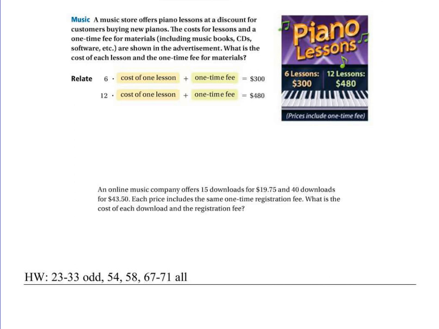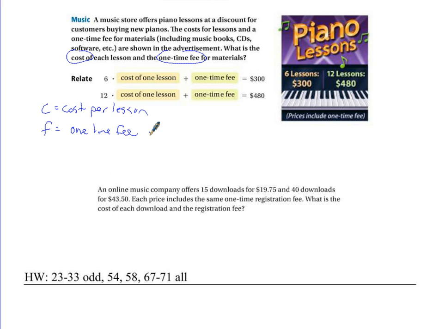How many variables are we going to have? There are 2. What is the cost? That's going to be one variable. And the one-time fee, that's going to be your other variable. So what variables do you want to use? Okay, C equals cost per lesson. And then F for the one-time fee. Normally they give you the one-time fee, but in this case they didn't. So that's why we have to figure it out, and that's why we're calling it a variable.